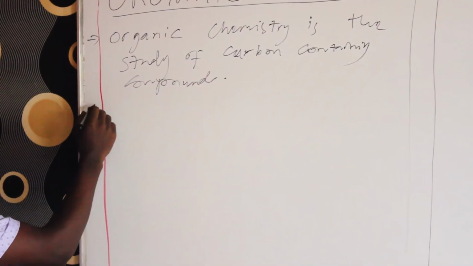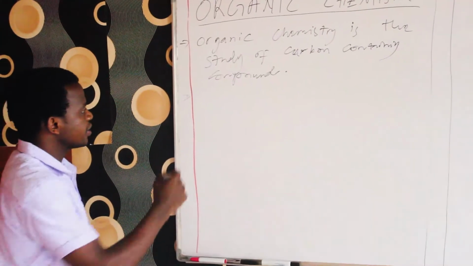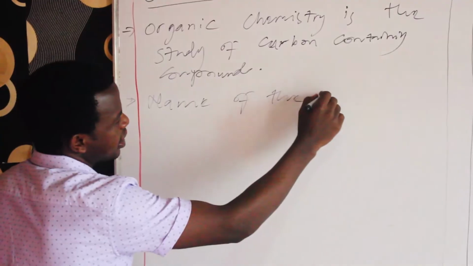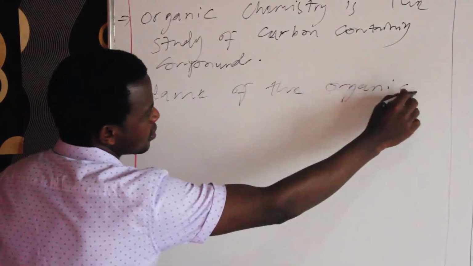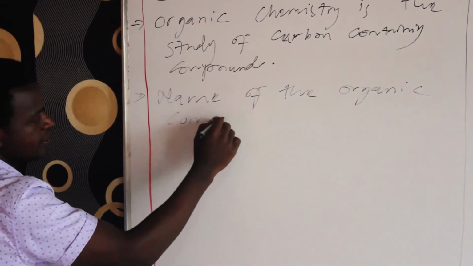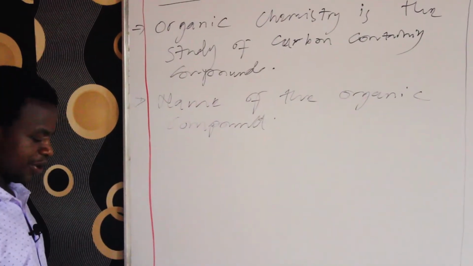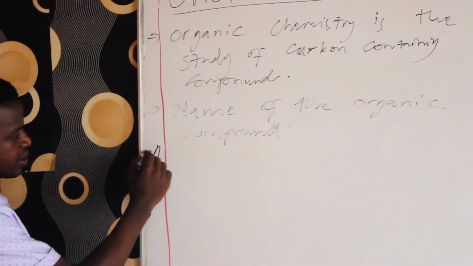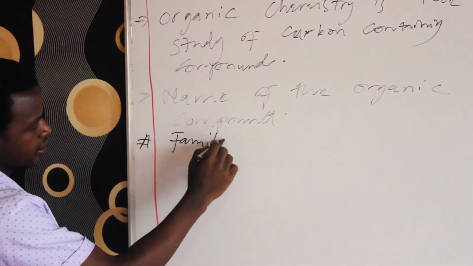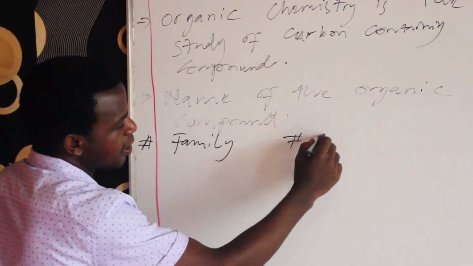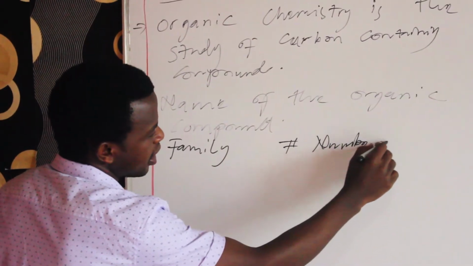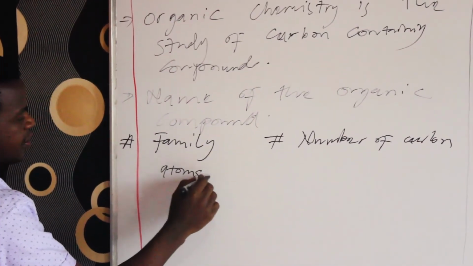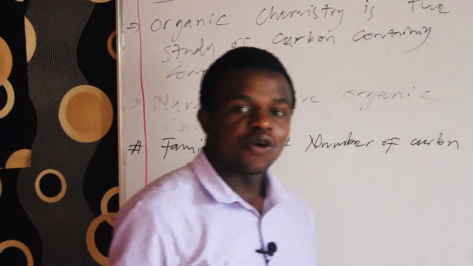So I've said each time you hear the name of the organic compound, it will tell you two things. It will tell you the family to which it belongs. It's also going to tell you the number of carbon atoms in it. So we have different types of organic compounds.